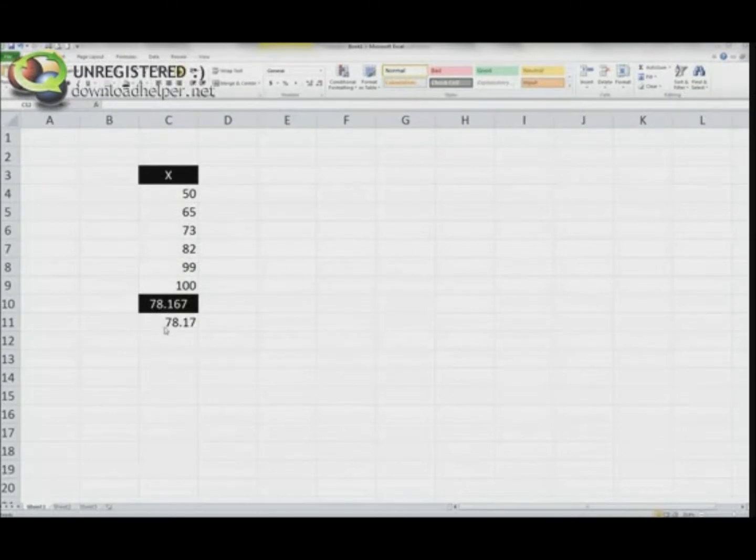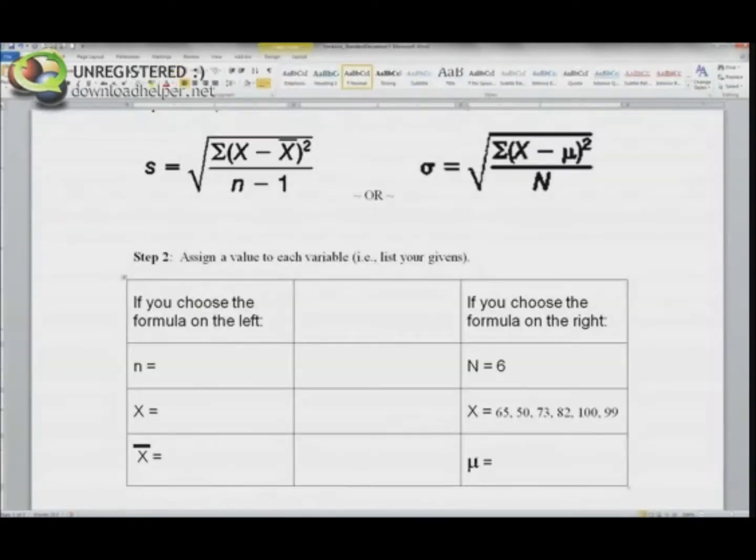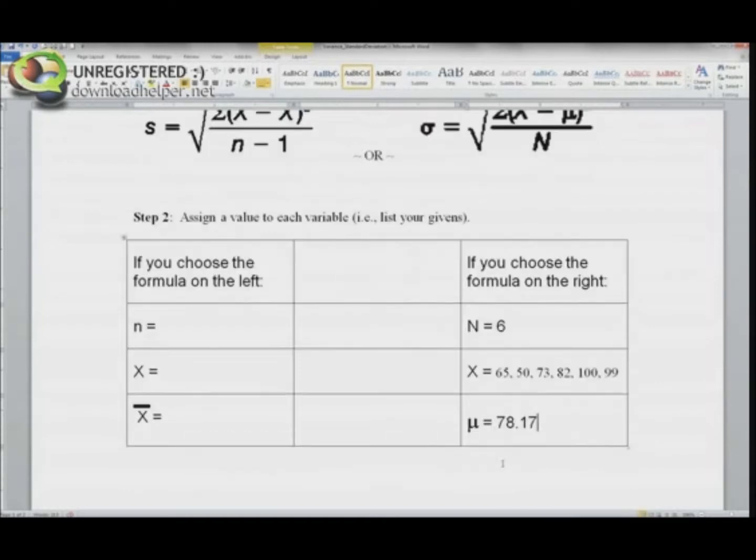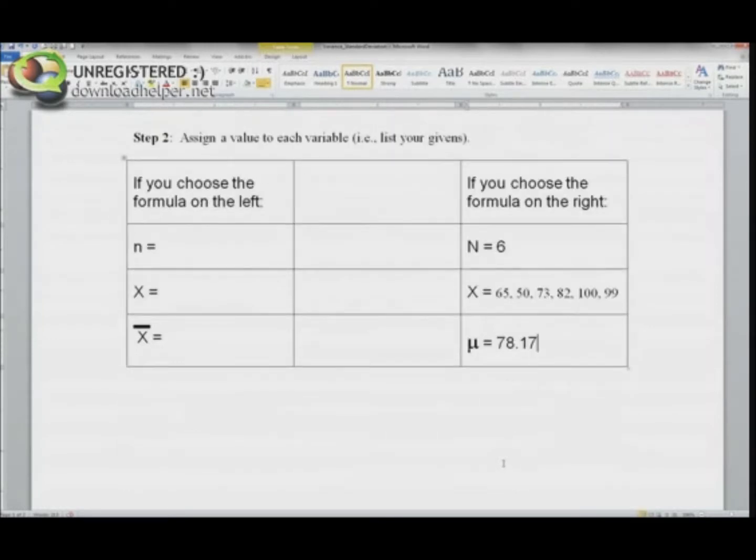So I've retyped my average. This is the population mean. And instead of keeping all these decimals hanging out here, I'm going to clear out my calculator and retype that in. 78.17. These are now my givens. Wrote the formula, listed the givens, right? Calculated the average, made sure not to carry extra decimal places.